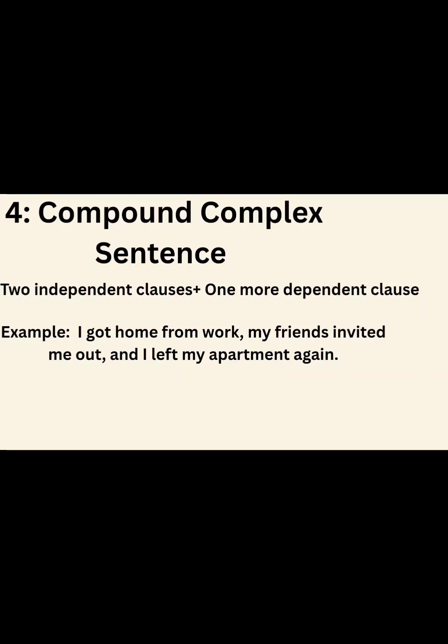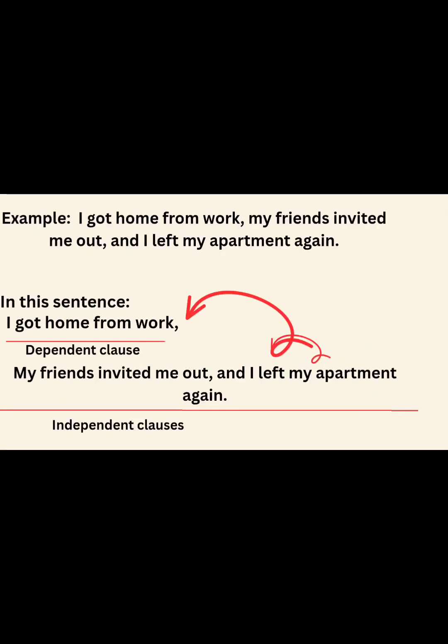The number four type is compound-complex sentences. These sentences are based on two independent clauses plus one or more dependent clauses. For example, I got home from work, my friends invited me out, and I left my apartment again. Now let's break down this example: I got home from work, my friends invited me, and I left my apartment again are independent clauses, and this combination makes a compound-complex sentence.